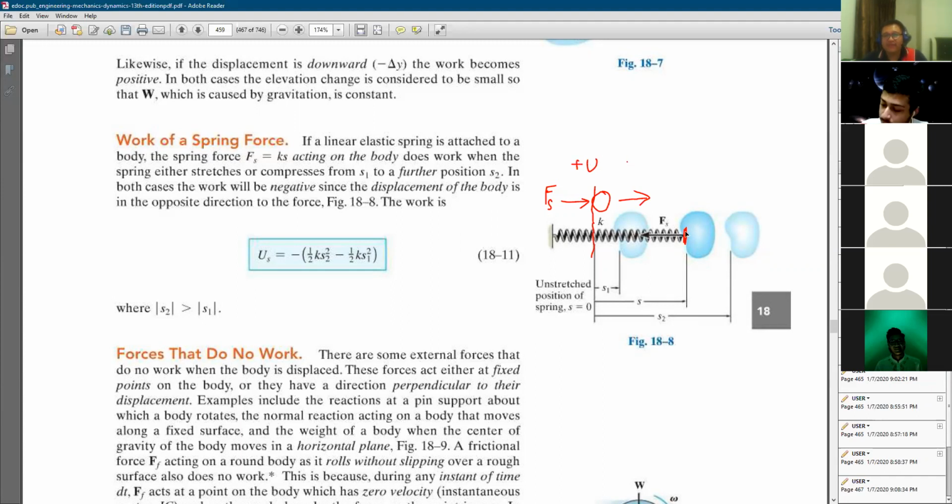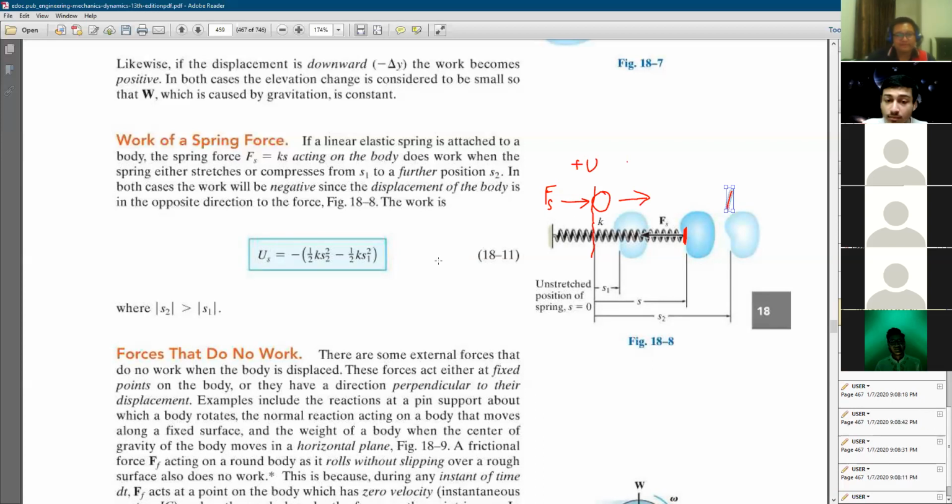Similarly, if the spring starts from here and is already being stretched, then you release it. The same principle applies.